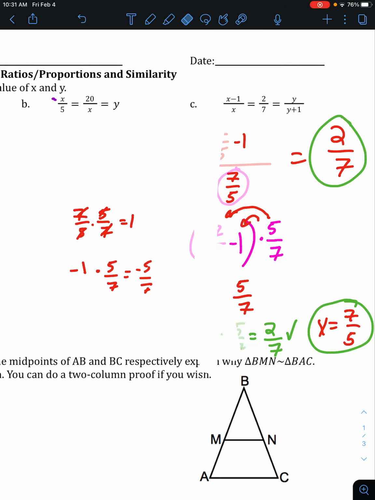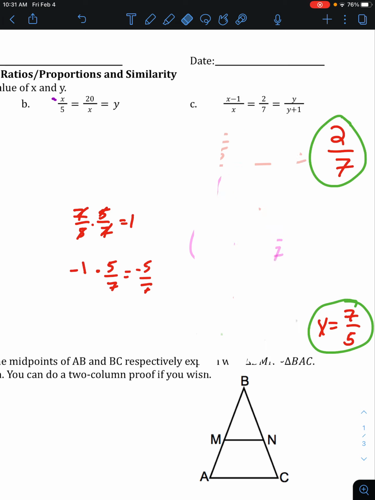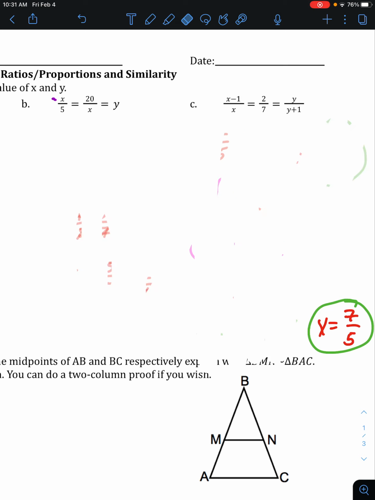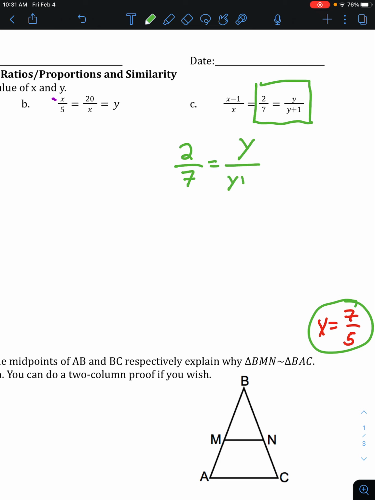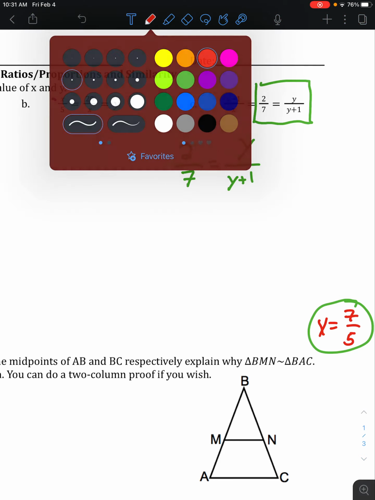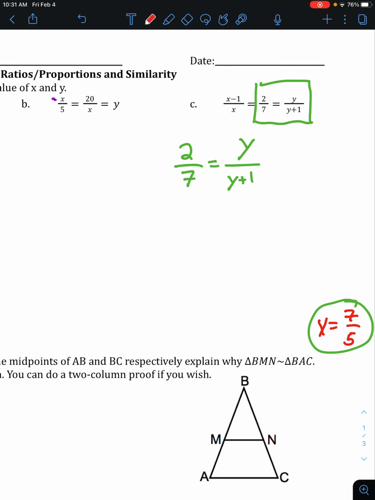Okay, so now we're going to solve for y. And remember, since this is a video, you can always pause and go back and review anything if I went a little too quickly for any part. So we'd use the same idea for y. 2 over 7 equals y over y plus 1. And I don't want y in the denominator. I really don't want a denominator at all if I can help it.